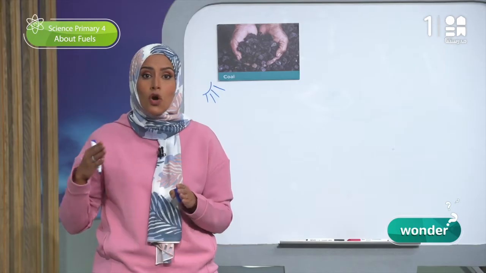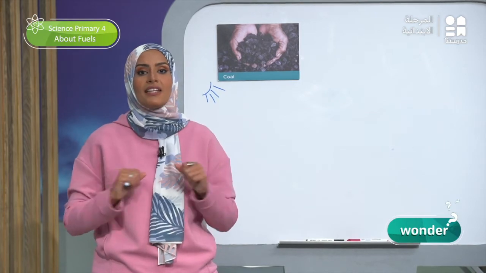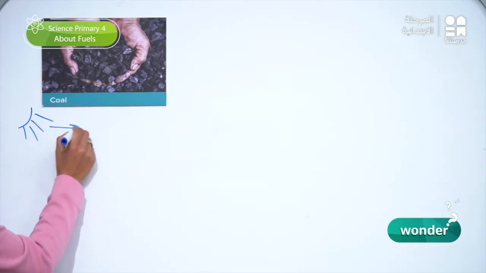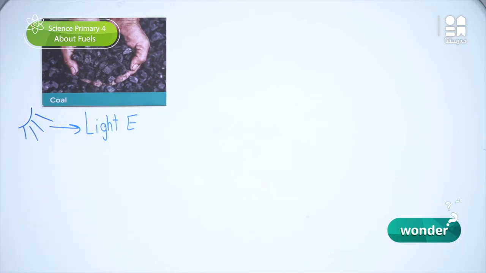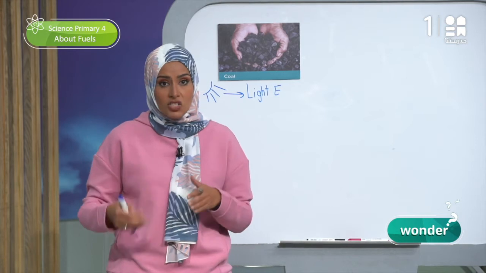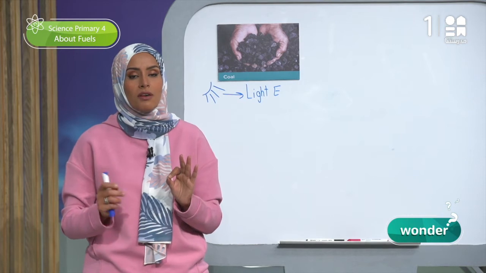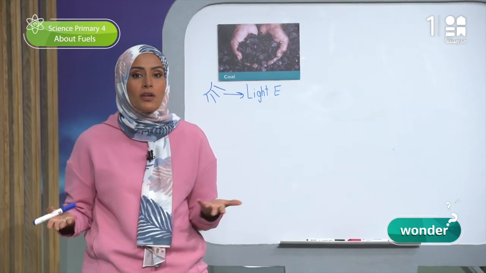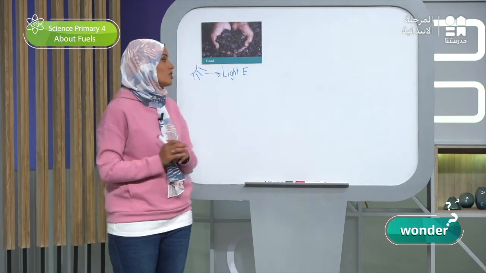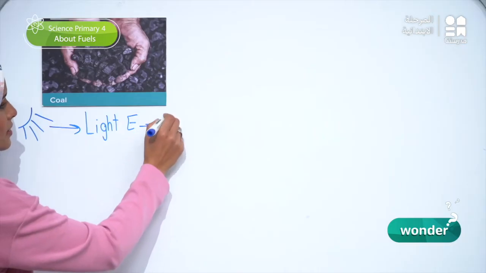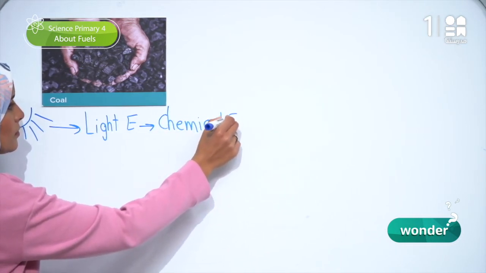The sunlight goes to, yes, it goes to plants and trees to give them light energy. So I will make an arrow and write light energy. When the light energy reaches the plants, these plants make their own food. Yes, it contains chemical energy. So I will write here chemical energy.